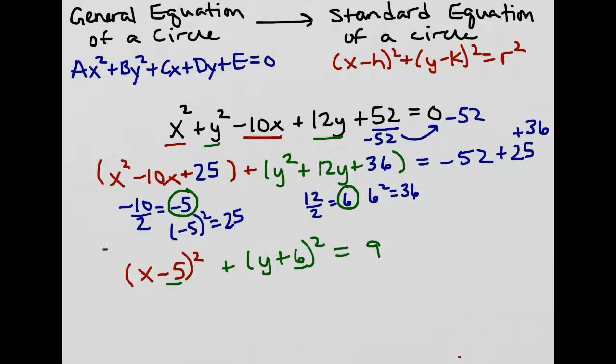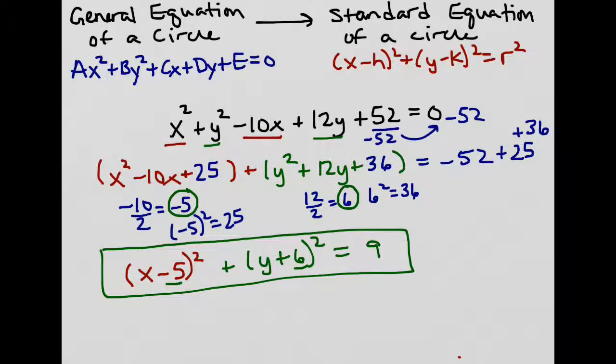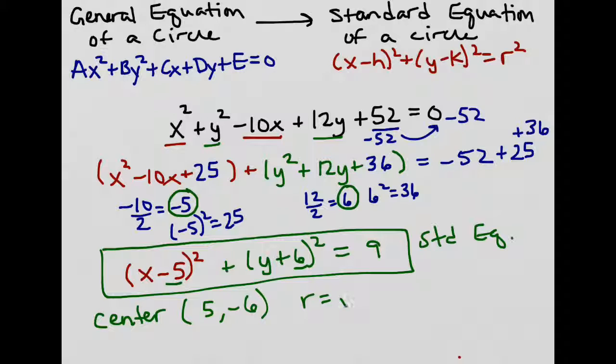So now we have the standard equation of the circle. And from that we can find some information. First of all, our center. Our center is going to be (5, negative 6), and our radius is going to be the square root of 9, or 3.